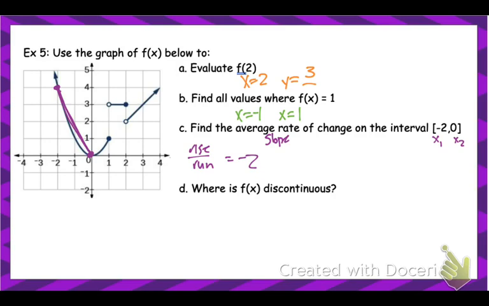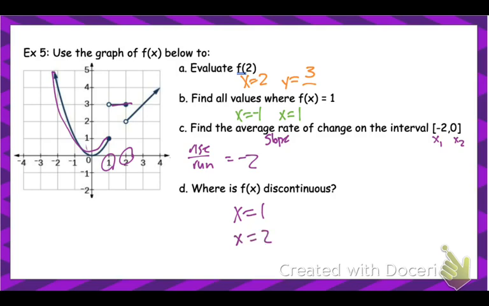All right, so the last thing, where is the function discontinuous? So this, a little bit easier to see. If you were to draw this graph, you have to pick up your pencil at 1, and then you have to pick up your pencil again at 2. So this graph is discontinuous at 2 places.